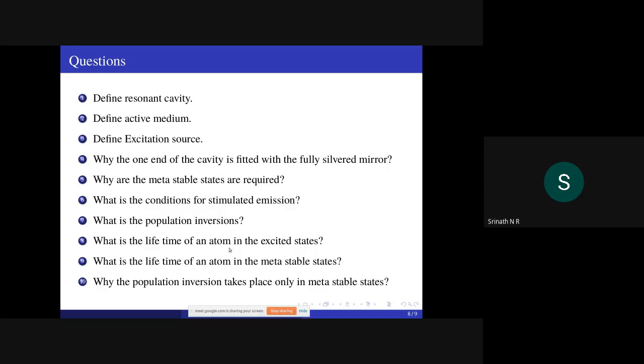What is the lifetime of an atom in the excited state? It is about 10 to the power of minus 9 second. It is very small. It is due to being highly unstable. What is the lifetime of an atom in the metastable state? It is 10 to the power of minus 3 second. It is relatively larger, which is mainly used to achieve population inversion in the active media. Why does the population inversion take place only in the metastable state? Just now I mentioned, since the lifetime of the atom in the metastable state is more, therefore population inversion is achieved.